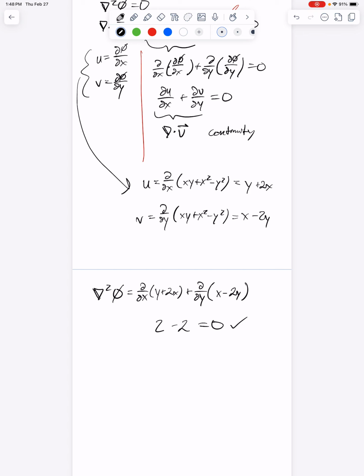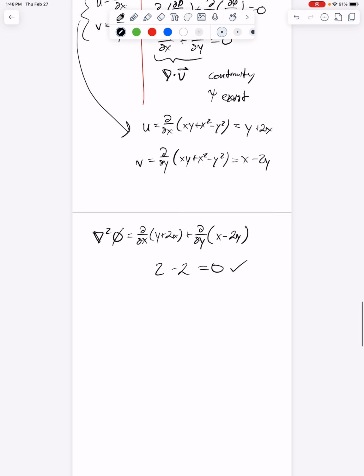I think part B is, does a streamline function exist? As I discussed earlier, we have continuity. Therefore, psi does exist. And I think part C is solving for the streamline function. That's the last step. And technically part B.